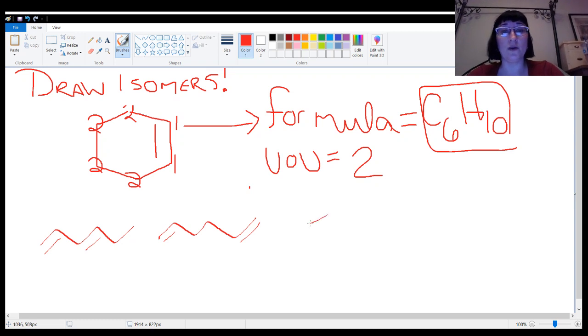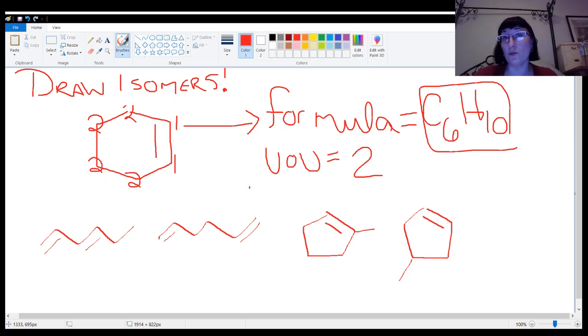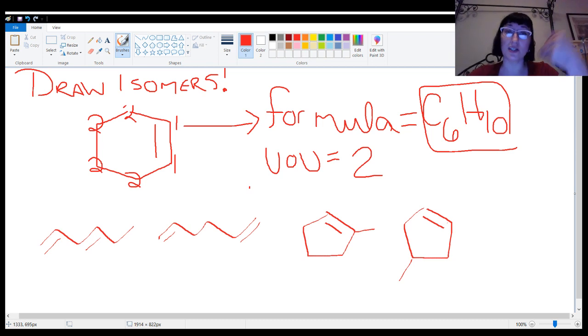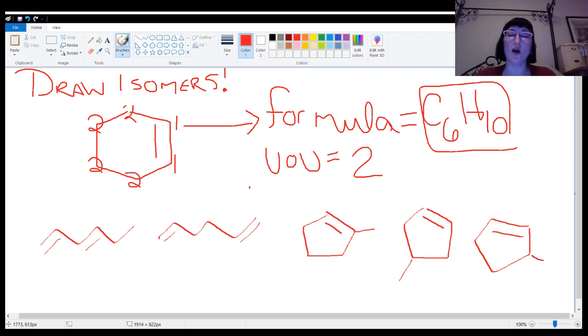Instead of having a ring with 6 carbons, let's do one with 5. Okay, but we still need 1 carbon, so I can put one there. Or 5 with a ring, and I could put one there. It's a different molecule. The methyl's not connected to the part that's the alkene anymore. It's connected to a different part. We could do it again and put one there. That's technically a different molecule as well.